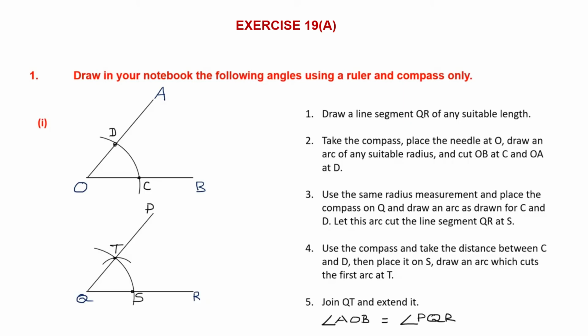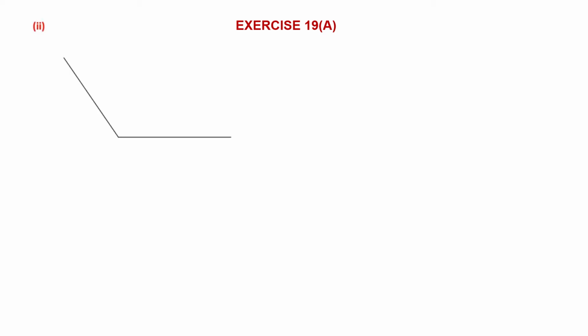So I hope you understood how this has to be done. Follow all these instructions given here. Question 2, an angle has been given to us. Now we have to copy this angle. That means we're going to draw another angle just like this, having the same measure as angle DEF.